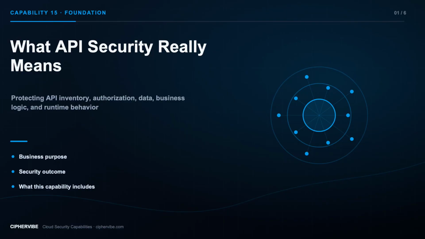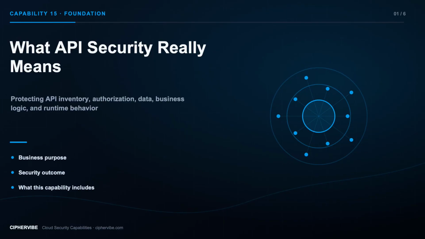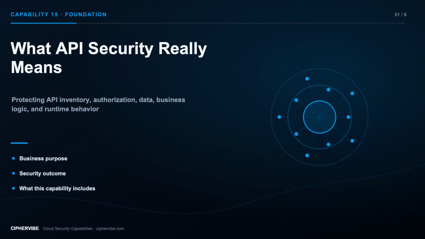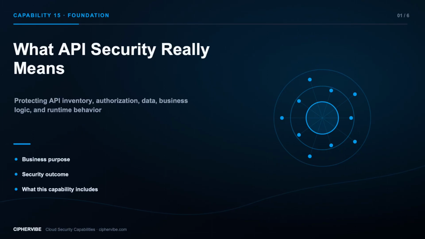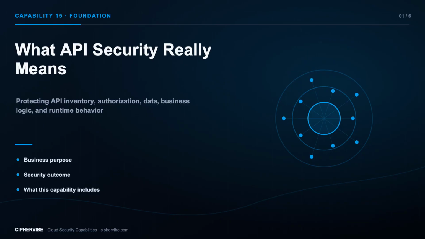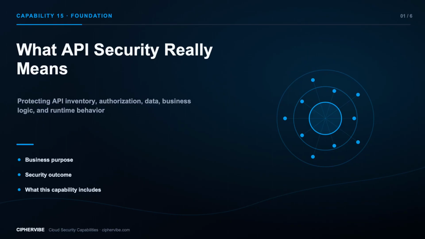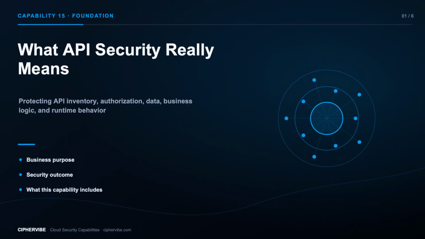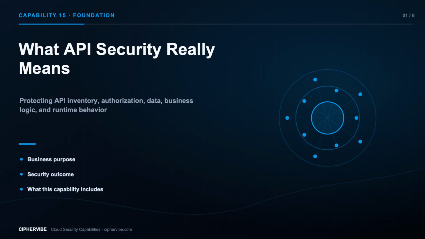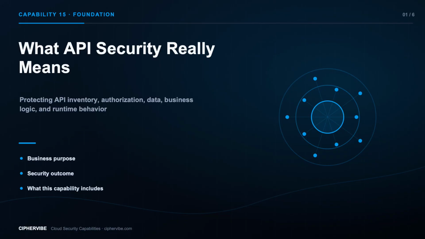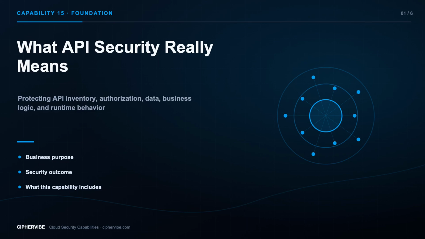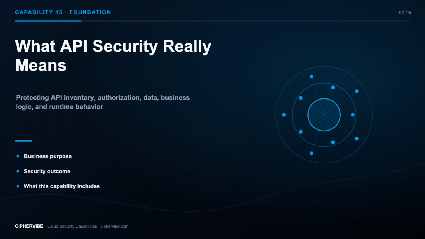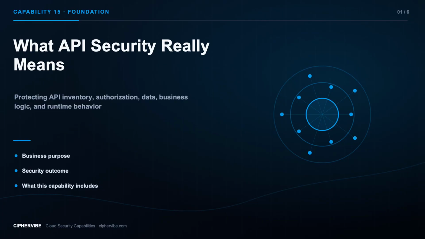This episode explains API security, why it matters, how the capability works, which mistakes weaken it, and how to build it in a measurable way. API security protects the interfaces through which applications, partners, users, devices, and automated agents exchange data and invoke business operations. The most serious API failures often involve authorization and business logic rather than a simple missing patch.